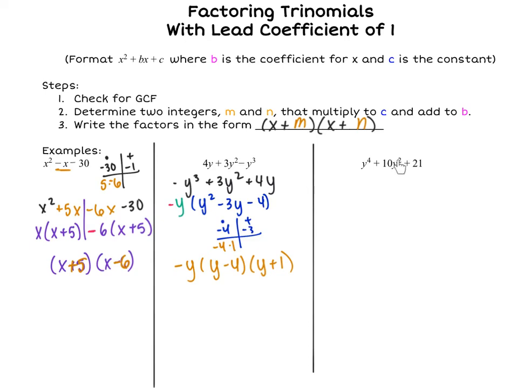Now when considering the last problem, we have the same type of exponents as we did in the previous slide, where we have 4, 2, and no exponent in the last term. So we hopefully know that I'm just going to have y squared and another y squared in each of the parentheses. Since there's no lead coefficient, I just need to figure out what two numbers multiply to 21 and add to 10, and that's just 7 and 3, and they're both positive, and you are finished. That's how easy it can be.